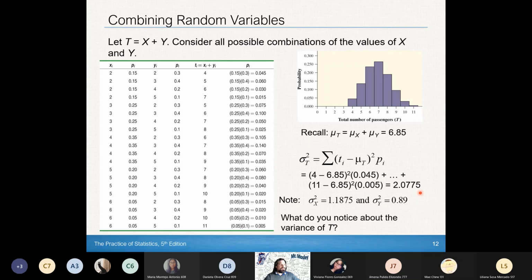So that means when I'm adding independent random variables, if I want the variance of the sum of those independent random variables, all I do is add the variances of the random variables. But variances, not standard deviations. You cannot add standard deviations.